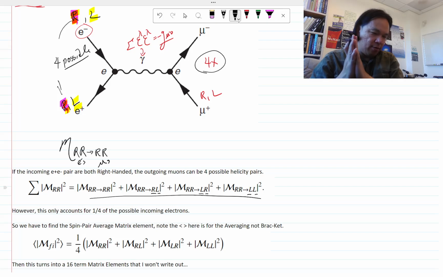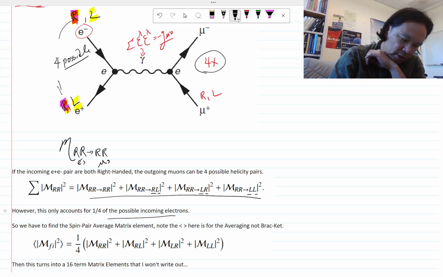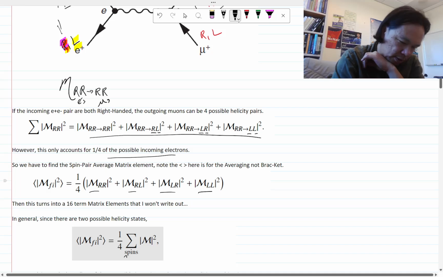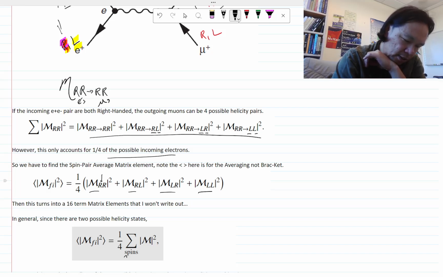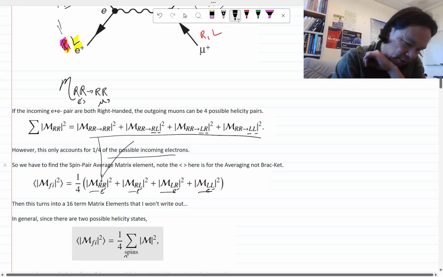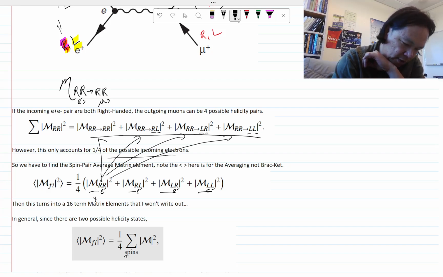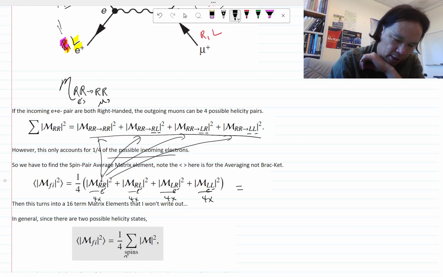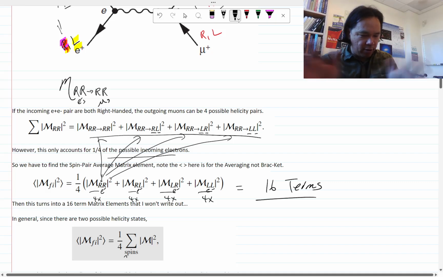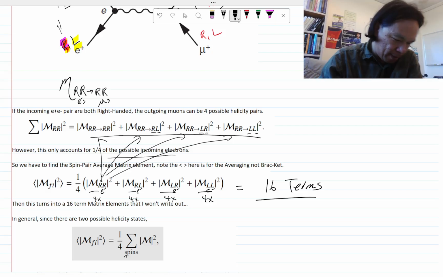In order to account for all the possible incoming electrons, we have to average over all the incoming electrons. So these first labels here are the incoming possible electrons, and each of these flies off into 4 different terms. So you have this with 4 terms, you have this with 4 terms, you have this with 4 terms, you have this with 4 terms. So there are actually 16 terms here. Whew. I'm not even going to try to write those out. It's just going to take forever.